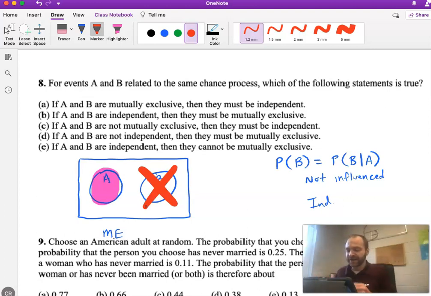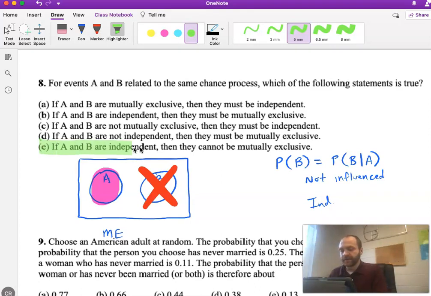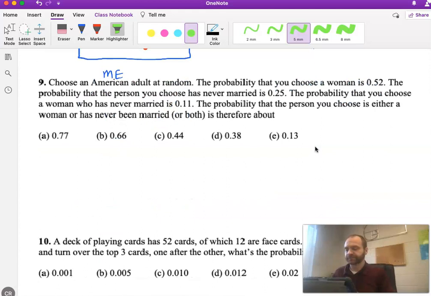And so you can see if I'm choosing A, there's no overlapping there. So the answer for this one is E. If A and B are independent, they cannot be mutually exclusive. So that was a throwback to the lesson that we did. Let's look at number 9.